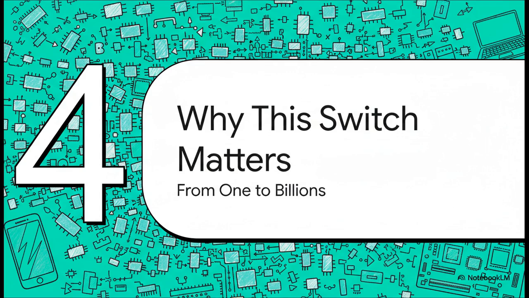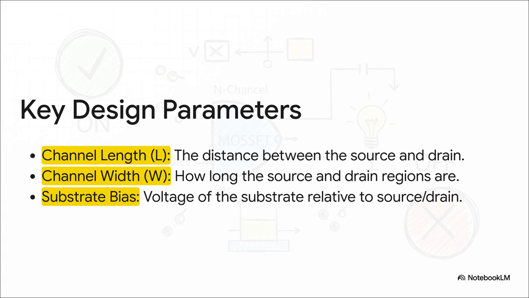Okay, so we've got a handle on how one single tiny switch works. That's great. But how do we go from one of these to the billions of them that are packed into your phone or your computer? Well, it all comes down to being able to precisely control a few key aspects of its design. When engineers are designing a chip, they're basically playing with a few knobs. You've got the channel length, which is the distance the electricity has to travel. Shorter is faster. Then there's channel width, which is like how wide the highway is. A wider channel can handle more current.